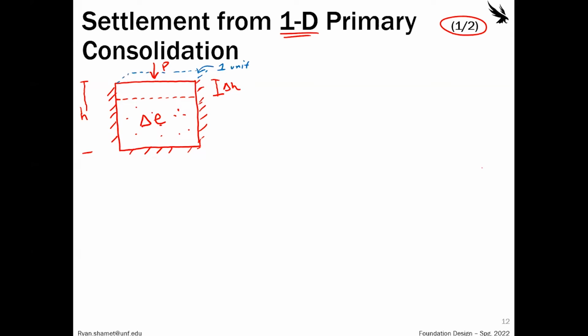So if the void ratio is the volume of voids divided by the volume of solid, any change of void ratio is just going to be represented by the change of the volume of voids. Do you see where that's coming from? So change of void ratio is really just this, because our volume of solid is not changing in primary consolidation.